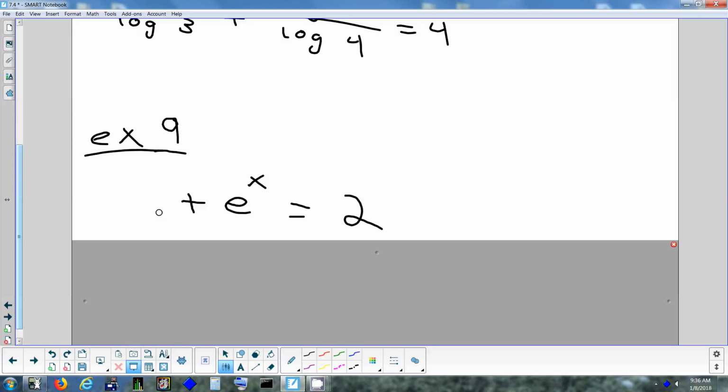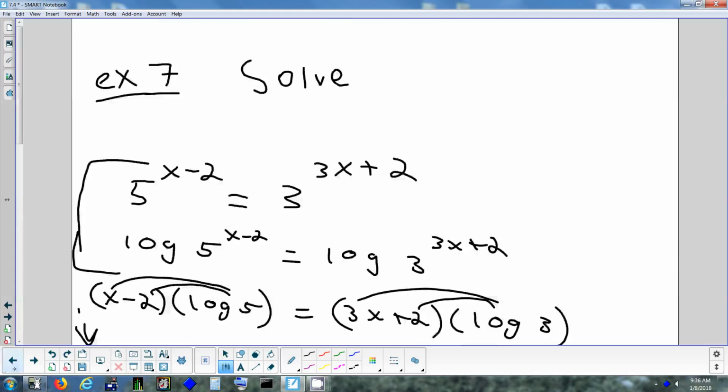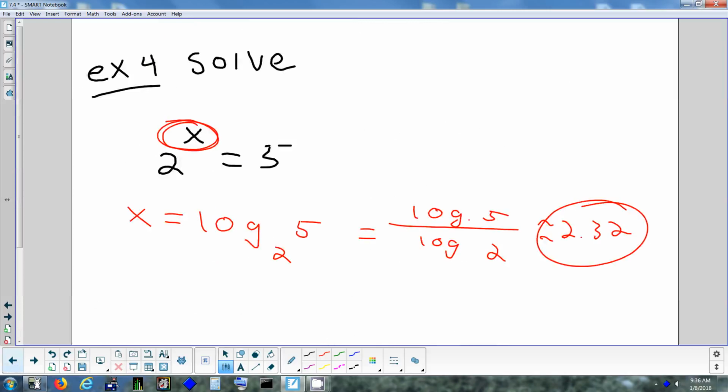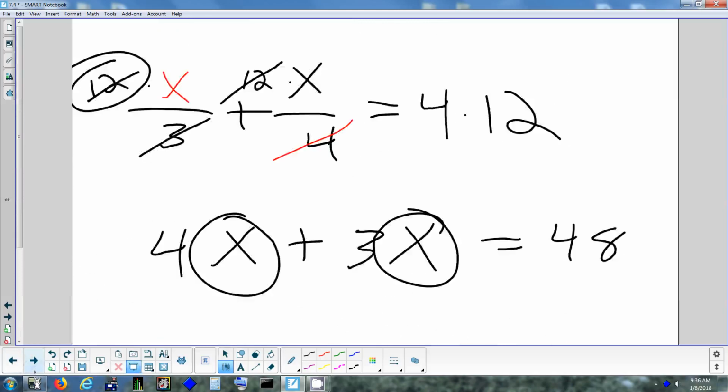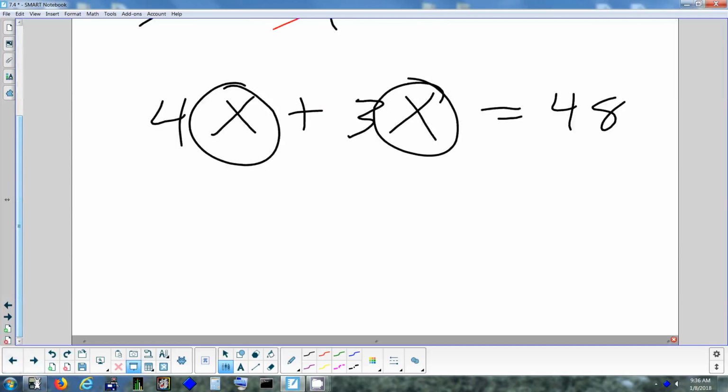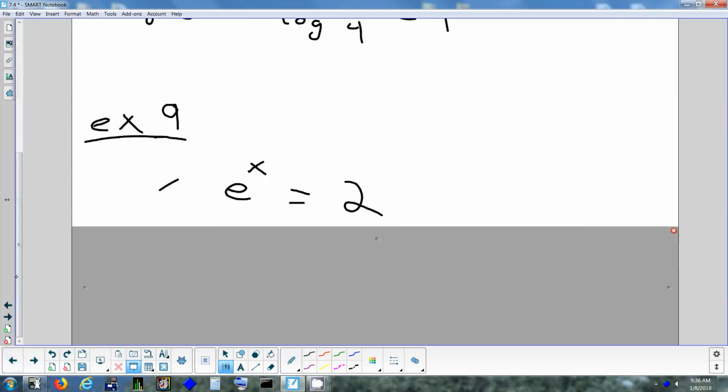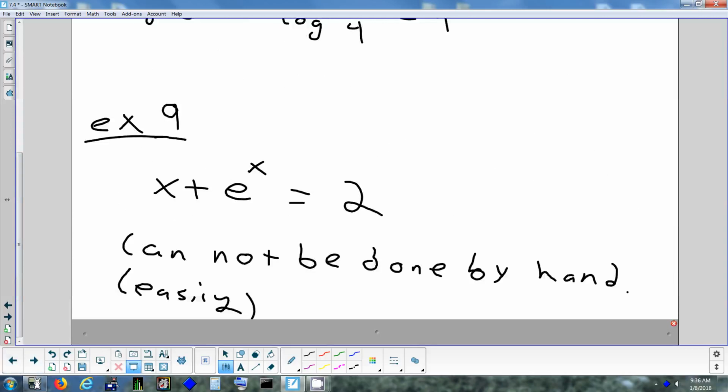Or, if that x wasn't there, it would be easy to solve because that's exponential form. A number to a variable equals a number. That would be exactly like this. A number to a variable equals a number. We could solve it by changing it to log form. But the problem is we have the x in both spots. So this isn't really a problem that can be done using algebra. Okay, I'm not even sure how to solve it with algebra. I don't think you can.